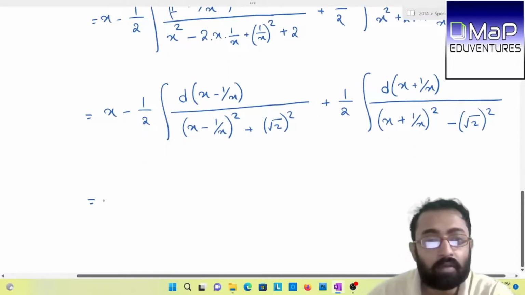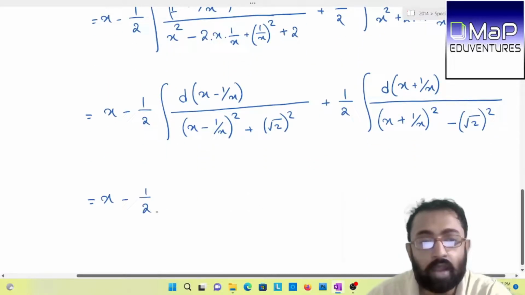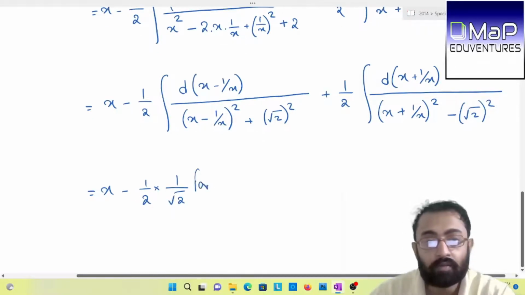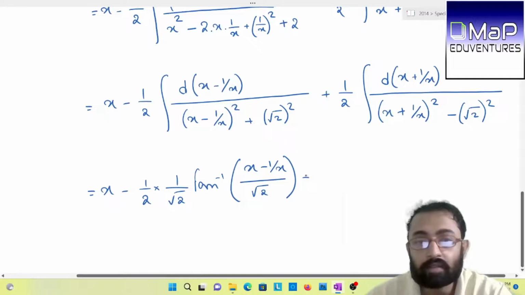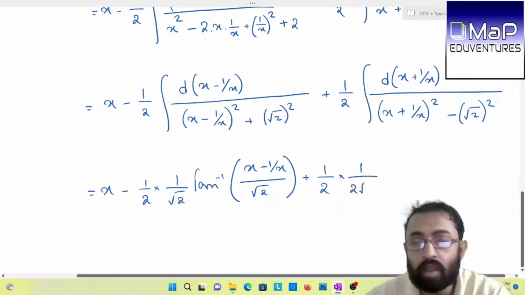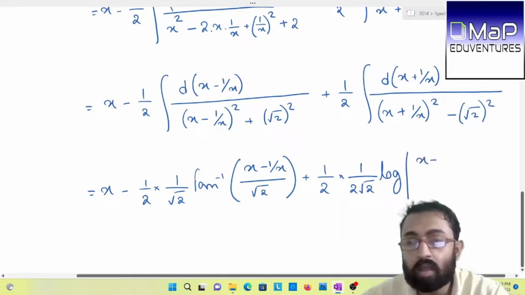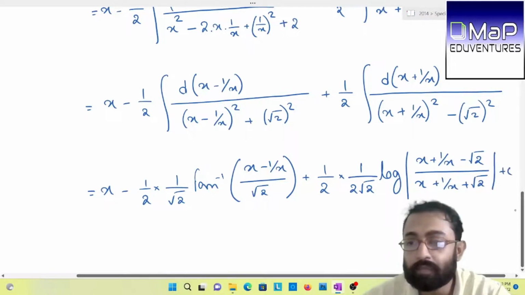So we have the integration in integrable form, so directly we can say that it will take us to 1 by root 2 tan inverse of (x minus 1 by x) by root 2, and in the second part you are going to have 1 by 2 into 1 by 2 times root 2 log of mod of (x plus 1 by x minus root 2) divided by (x plus 1 by x plus root 2) plus c.